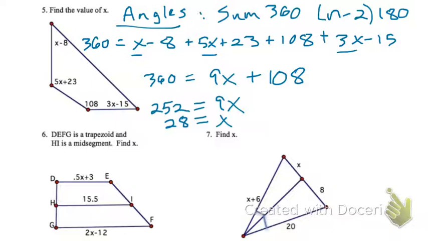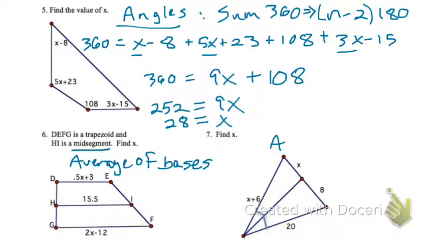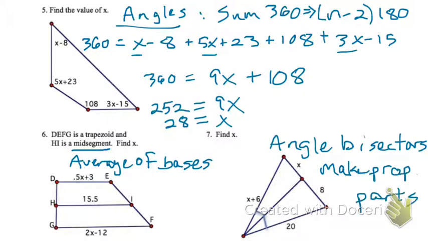Number 6 is about this mid-segment thing, which is the average of the bases. So we've got the DE base and the GF base. The mid-segment is always the average. It's a cool way to get the average between 2 values, and I've written that there. And for 7, those angle bisectors that were marked poorly meant congruent angles. Angle bisectors always divide a triangle, when they're within a triangle, into proportional parts. So we'll go with one particular proportion, solve, and find x.